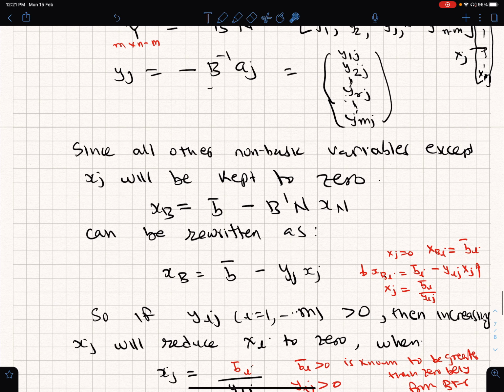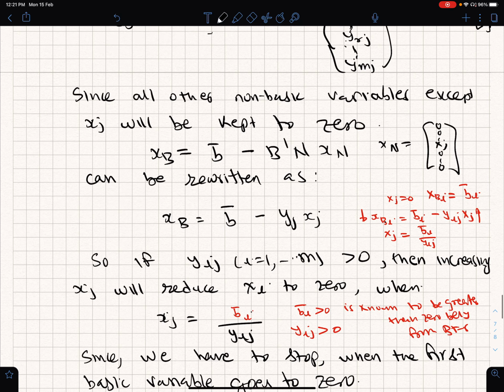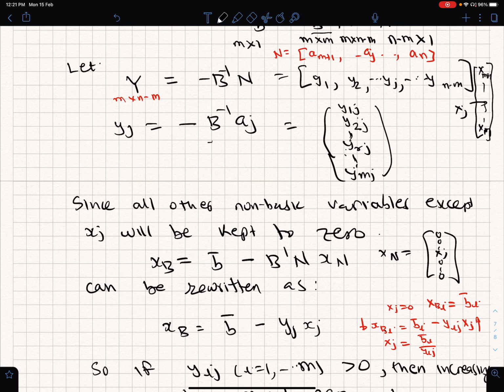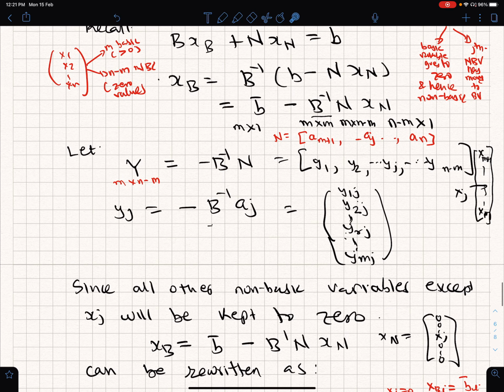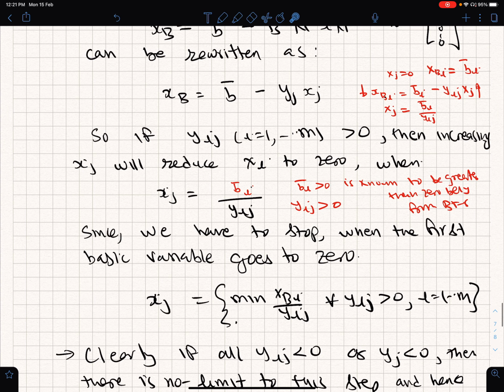So xb, this step will simplify, due to the specific structure of xn being 0 0 0 0 0 xj 0 0 0, due to this specific structure only the yj column is of importance. You can write xb is equal to b bar minus yj times xj, where yj is of course an m cross 1 vector.